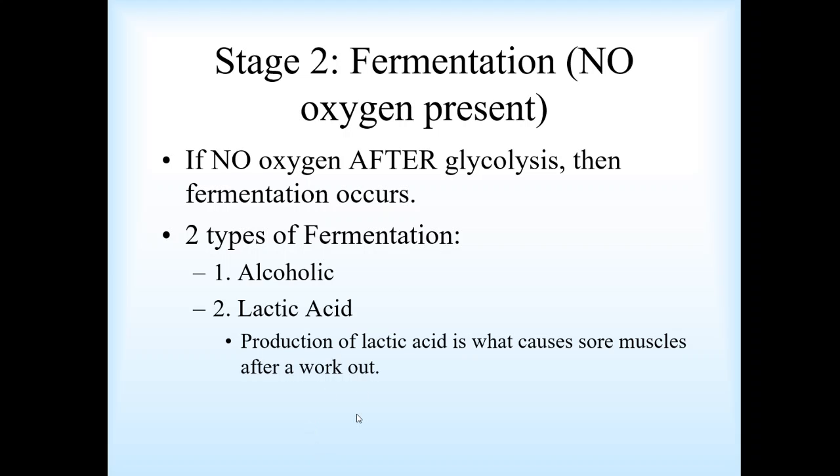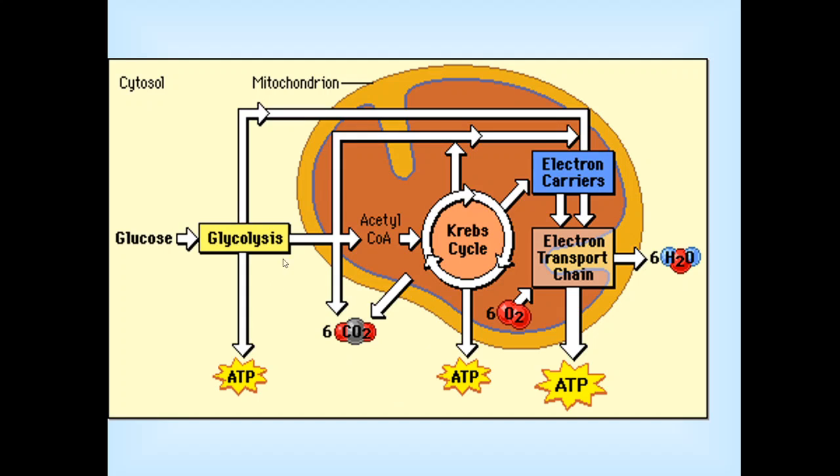Here's an overall look, and we're going to go through each stage. We have glycolysis here, and you can see glucose goes into glycolysis, and then that goes into the cell to the Krebs cycle and electron transport. Now we're going to talk about what happens if we do have oxygen.